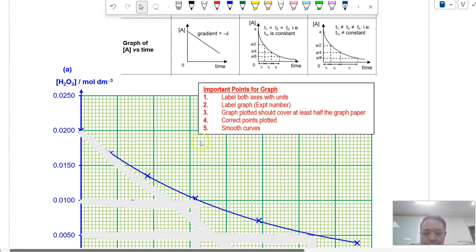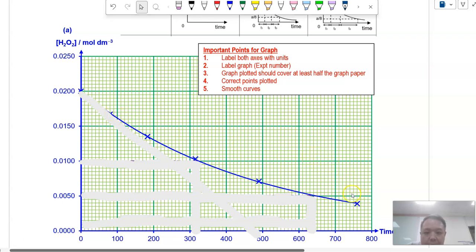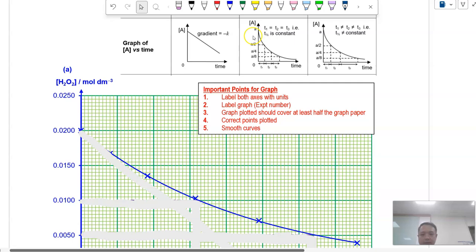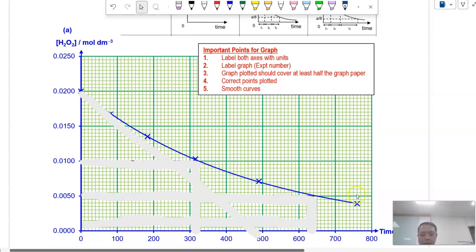Okay, so I trust that you guys have plotted a graph. This is the graph you get, and we're supposed to use the graph to determine the order of reaction with respect to H2O2. So if you take a look at this, is A against time, is H2O2 against time. All we need to do is to find what's the half-life, and if the half-life is constant.